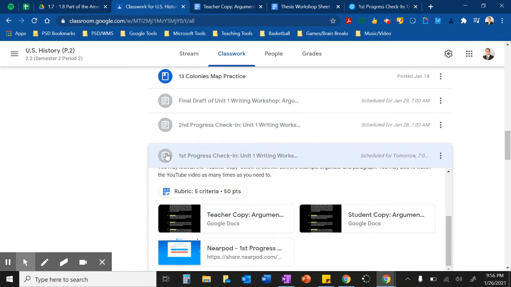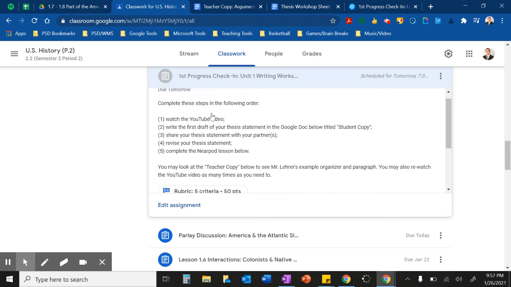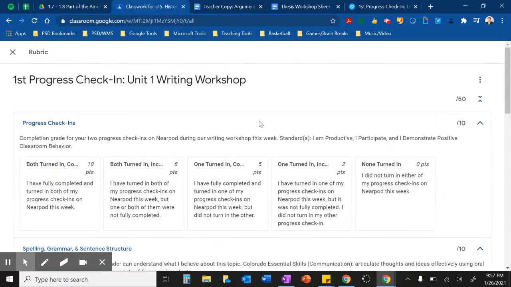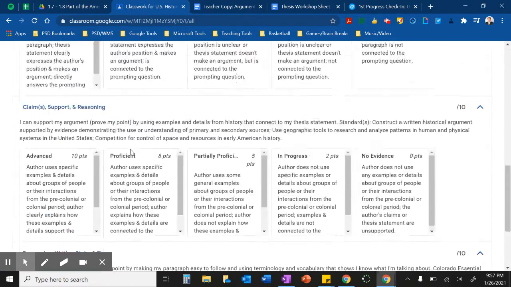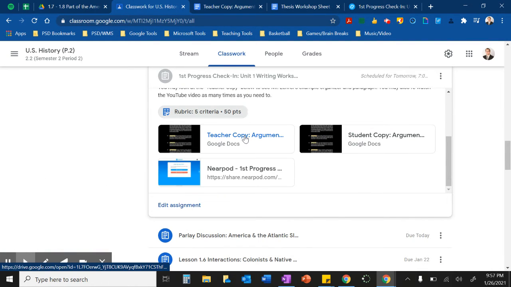So first thing, in Google Classroom, you will find the first part of this writing workshop is called the First Progress Check-in Unit 1 Writing Workshop. You'll click that. I have the steps in here. I also have the rubric in here that you can and should look at to see how you'll be graded on this assignment. But where you'll start is by opening up this teacher copy as well as your student copy.